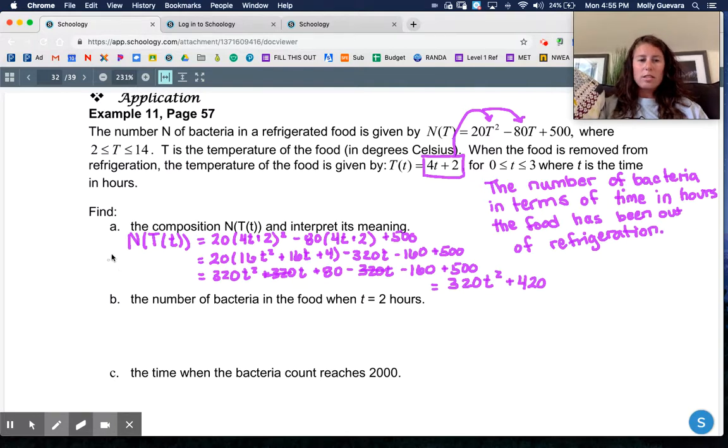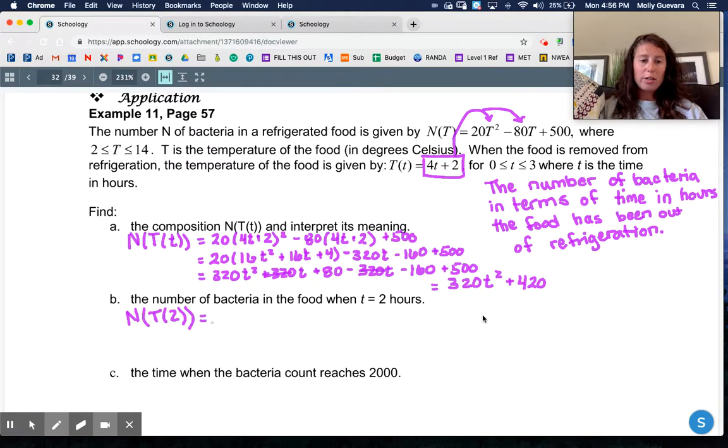So this function is based off temperature, and it's the number of bacteria. So I can figure out how much bacteria there is on the food given the amount of time it's been out of the fridge. Then for part B, it says find the number of bacteria in the food when t is 2 hours. That should be pretty easy. I want N of T of 2, the temperature of the food after 2 hours.